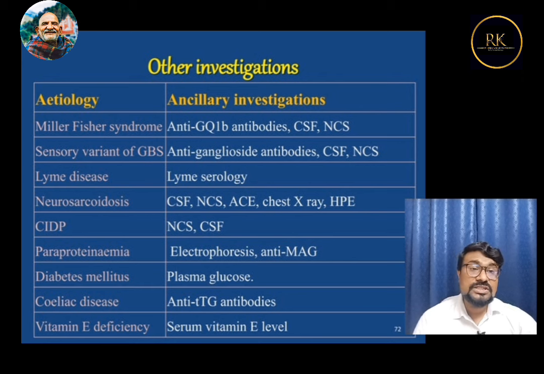Then the investigations while we are suspecting sensory ataxia include cause-specific investigations. If we are suspecting Miller-Fisher syndrome, then anti-GQ1b, CSF and nerve conduction studies; sensory variants of GBS, anti-ganglioside antibodies; Lyme disease, Lyme serology; neurosarcoidosis, CSF, nerve conduction studies and ACE levels; CIDP, nerve conduction studies; paraproteinemia, electrophoresis and anti-MAG antibodies; diabetes mellitus, plasma glucose; celiac disease, anti-transglutaminase antibodies; and vitamin E deficiency, we can look for vitamin E level.